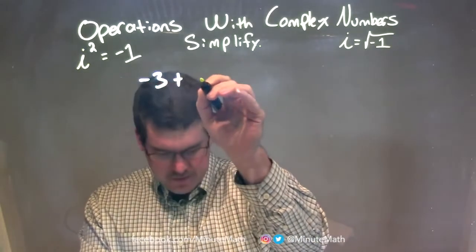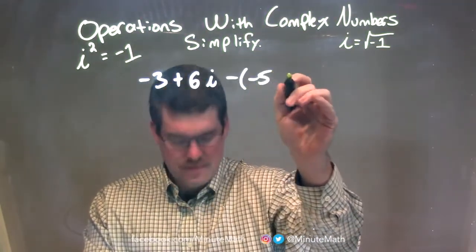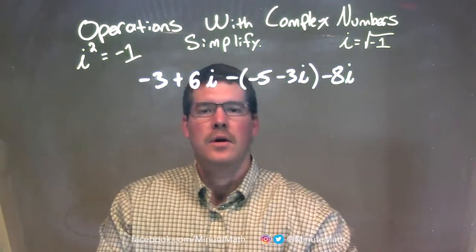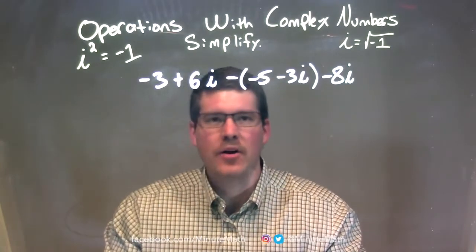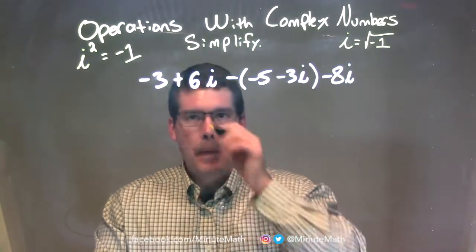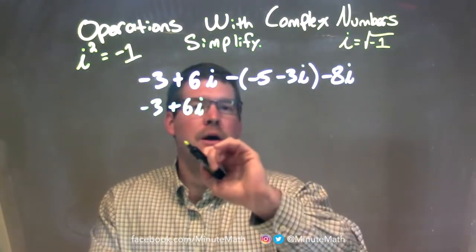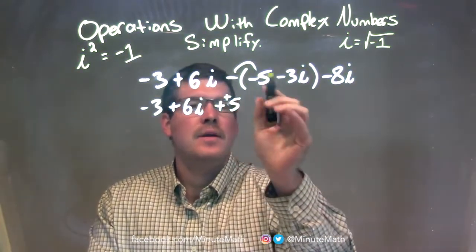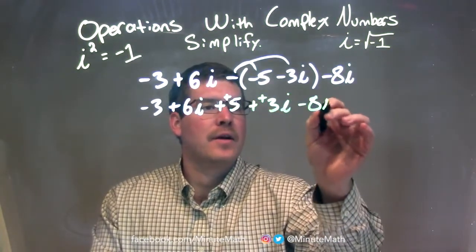Negative 3 plus 6i minus negative 5 minus 3i minus 8i. In this problem, we can almost treat i like it's a variable, okay? So we're going to bring our i's together, and then the regular numbers, the real numbers, just like we normally would. The negative 3 plus 6i we cannot combine, but we can distribute this subtraction sign across. Subtracting a negative 5 is like adding a positive 5, right? And subtracting a negative 3i is like adding a positive 3i. And then we have minus 8i right there, okay?